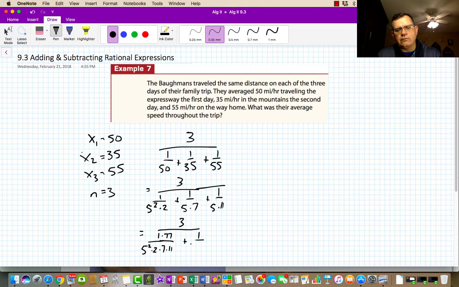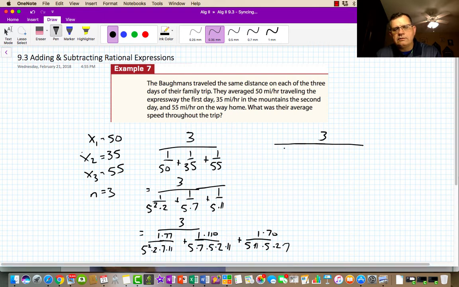Plus 1 over 5 times 7. I need another 5. I need 2. And I need 11. So that's 10 times 11, 110. Plus 1 over 5 times 11. I need another 5. I need a 2. I need a 7, which is 70. And so that's going to equal 3 over 77. Let's see, so 14.